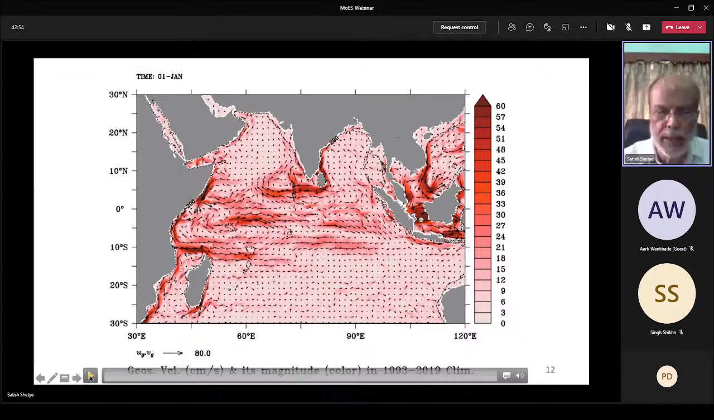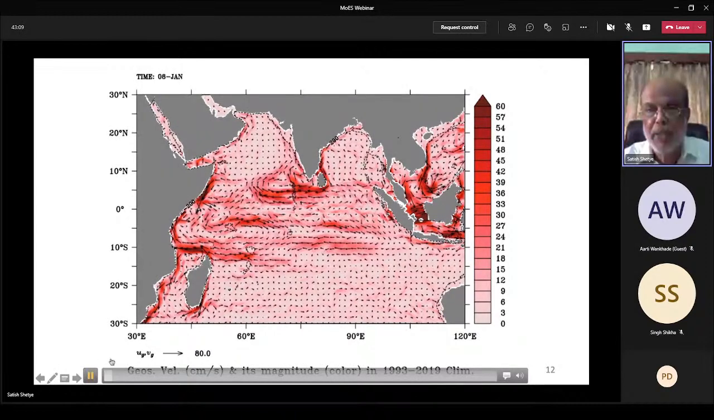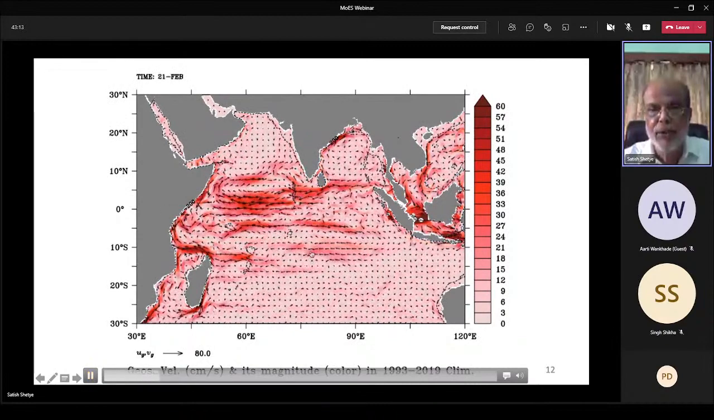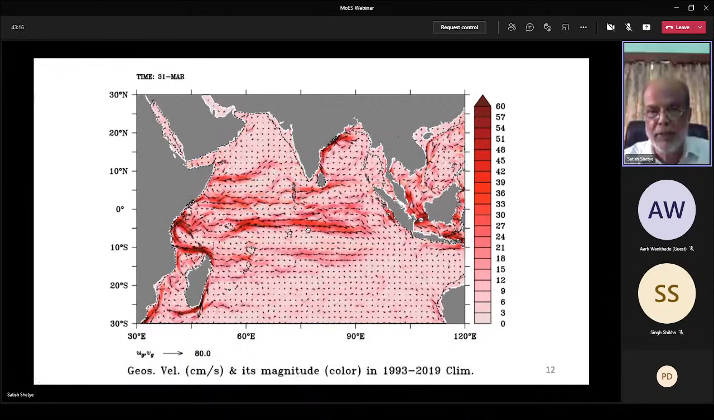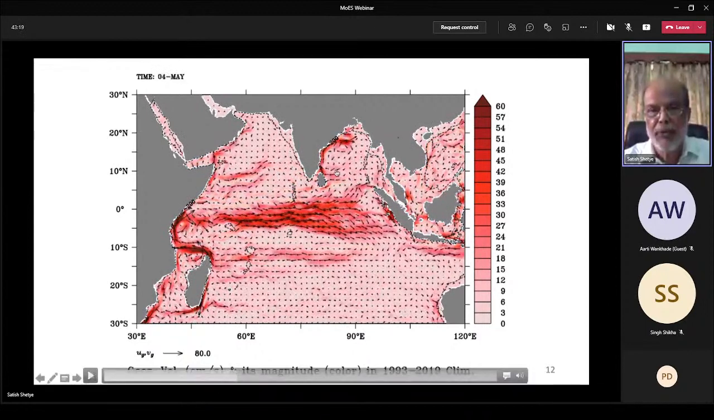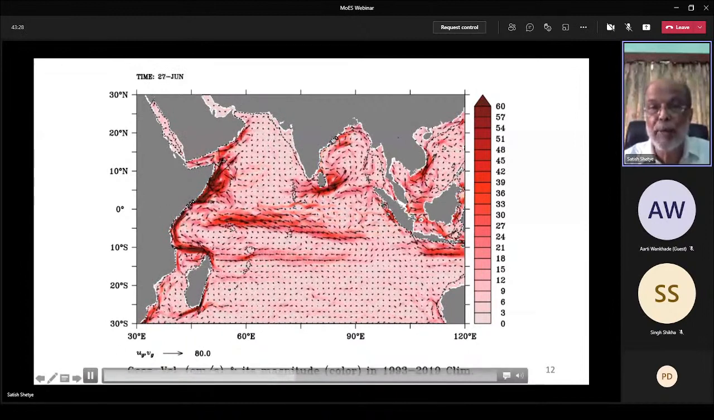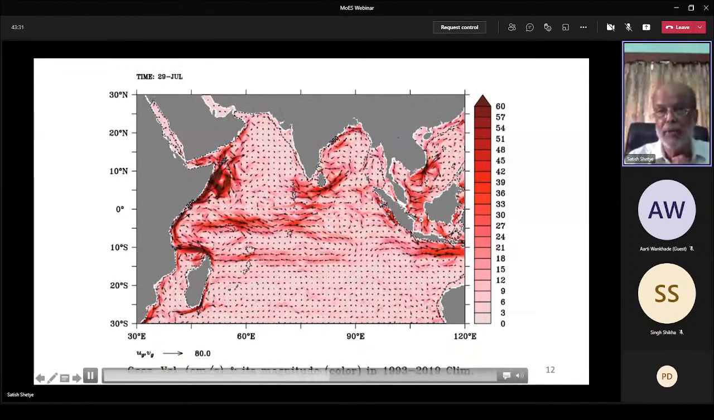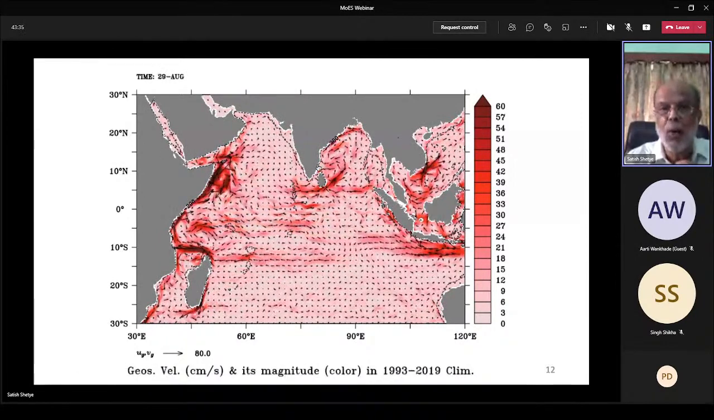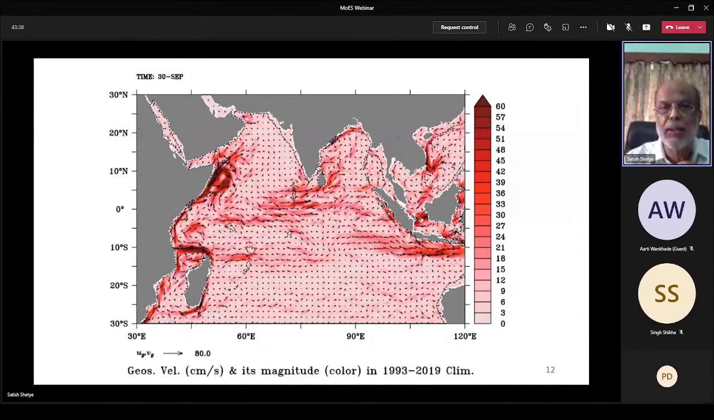And let me run this movie. You can keep looking for the same events, but what you will notice is you can now see the Wyrtki jets much more clearly than what was seen in the sea level. Okay, so now this is February, and you will soon see a Wyrtki jet forming. There it is. Okay, we have a Wyrtki jet which goes and hits the boundary. It then flows, but it doesn't have a whole lot of impact along the western boundary of the basin. Now compare this with what happens in October, November, and so on.